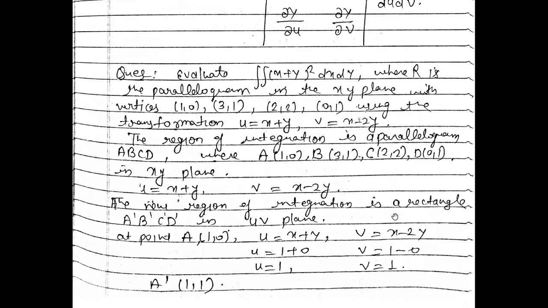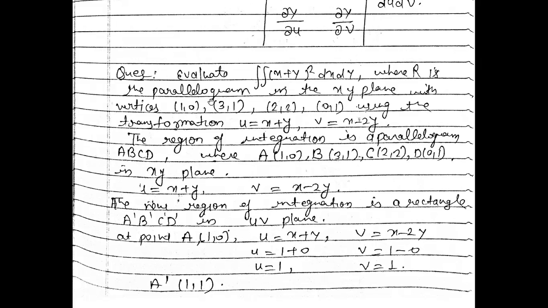Now, how do we know that this is a rectangle? Just transform the old vertices into new ones. At vertex (1,0), we find the new variables. u is equal to x plus y, so x is 1 here, y is 0, so 1 plus 0, u is equal to 1. v is equal to x minus 2y, so at (1,0), v is equal to 1. That means we are getting a new vertex A' equal to (1,1), right?